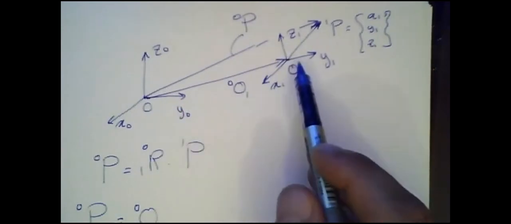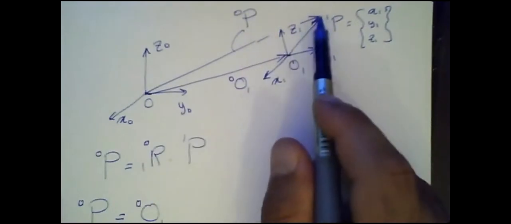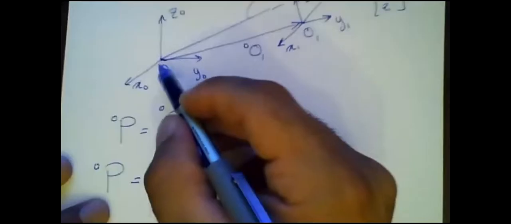You could either use this frame, or you can use the base frame. In this case, we're using the base frame because we're interested in finding the coordinates of that point in the base frame. So now what I have to do is take that vector and then find its coordinates in that frame.